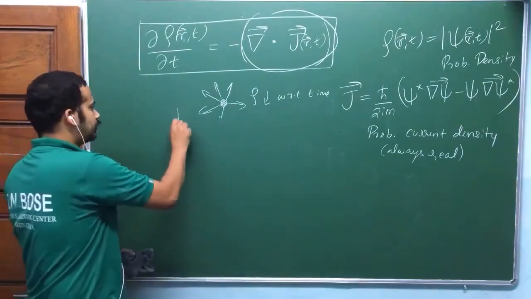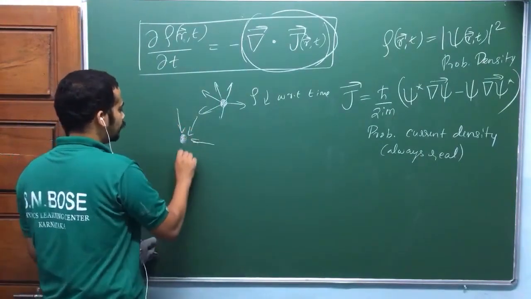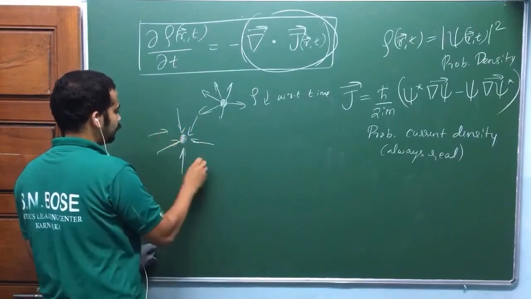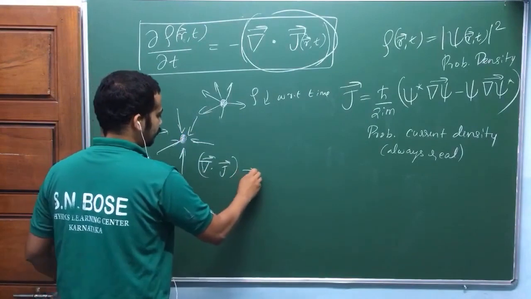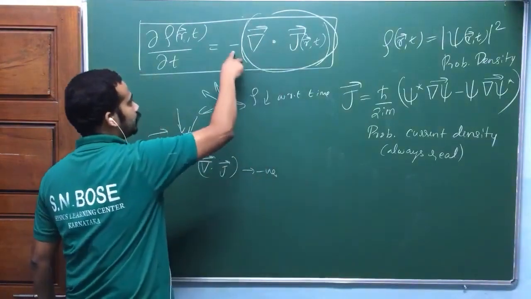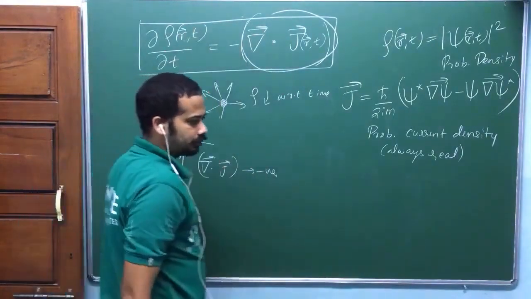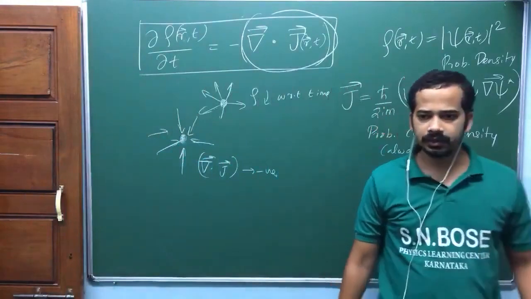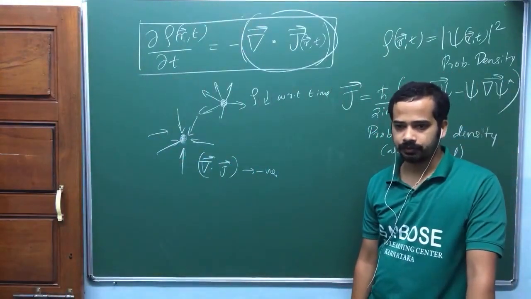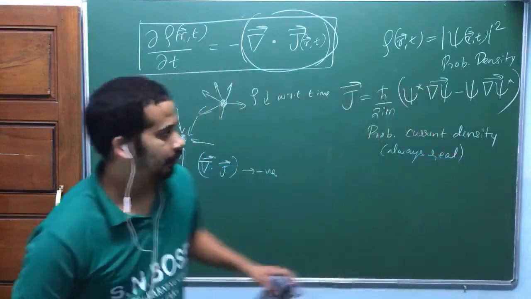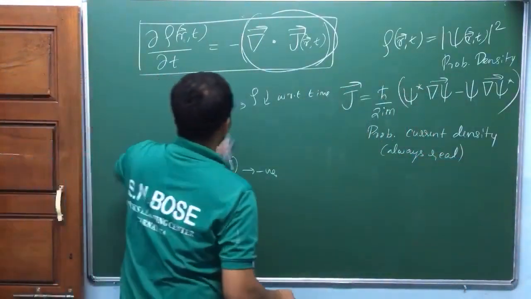If particles flow into that region, your divergence of J, del dot J, will be negative. Negative, one more negative, positive, that says the probability density is increasing. The time derivative is positive. Is that okay? That is the meaning.